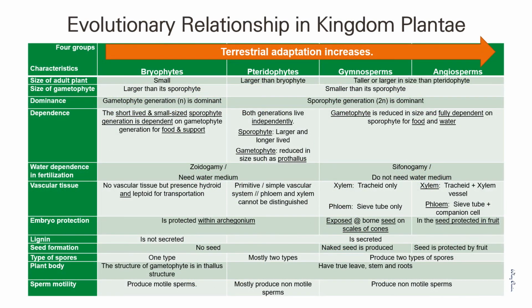This table summarizes the evolutionary relationship in Kingdom Plantae, whereby the characteristics show changes from bryophyte to angiosperm, and all the changes are actually important in terrestrial adaptation, which means bryophyte has the least adaptation to the terrestrial environment, whereas angiosperm, which is the most advanced plant, shows the highest terrestrial adaptation, which means that it can adapt better in the terrestrial habitat.